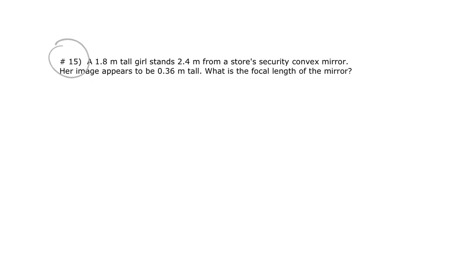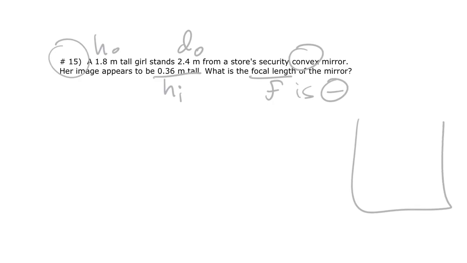Okay, so the girl's the object, so that's the height of the object, stands 2.4 meters. Okay, that's her, the object, so that's DO. DO is always positive. Her image appears to be 0.36 meters, so that's HI. What is the focal length of the mirror? Now, first of all, this is a convex mirror, so it's going to be negative.